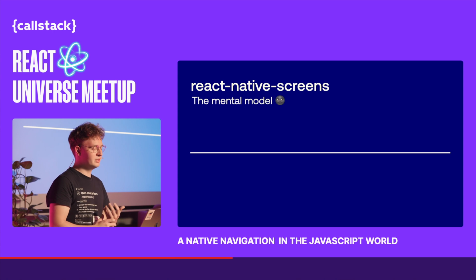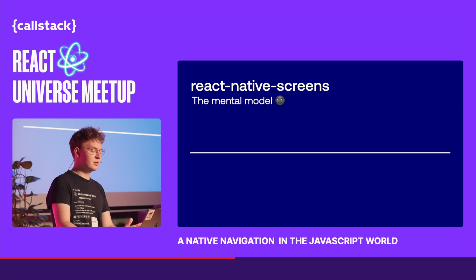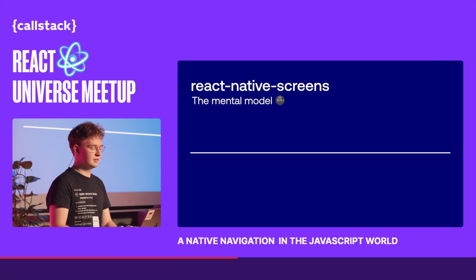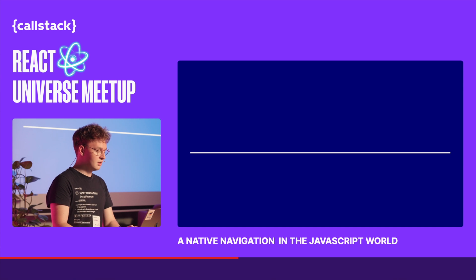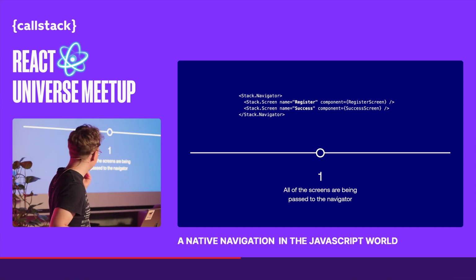So, if we've already learned how to make our own navigation structure and what React Native Screens actually does, let's take a look at how it makes all of the magic under the hood, from defining a screen to making it visible on the screen. Let's start from the beginning. As a user, we are defining all of the screens that are being passed to the navigator.